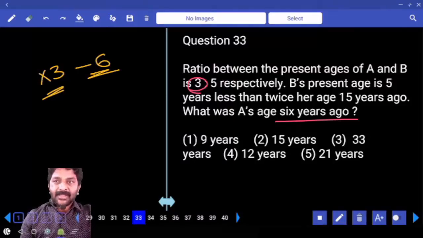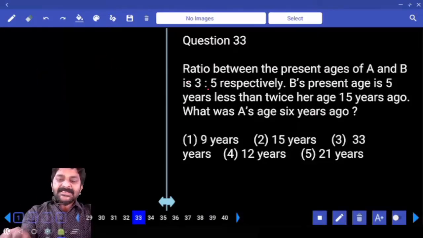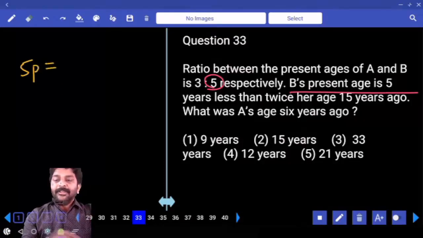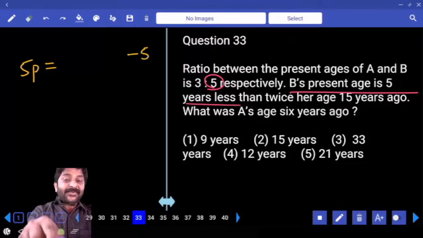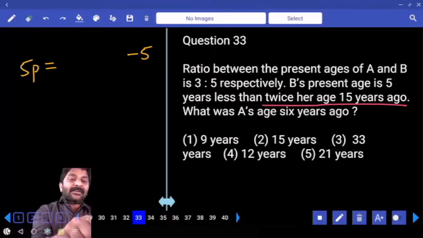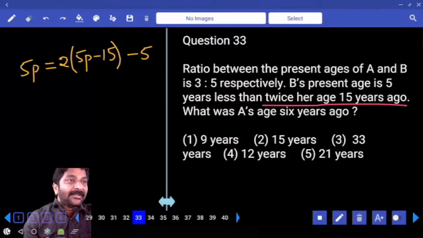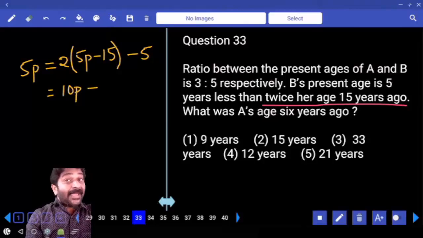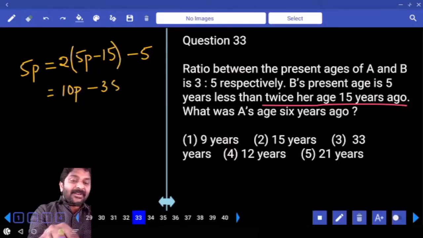So we have to calculate. B's age is how many parts? B's age, 5 parts, is equal to 5 years less, minus 5. 5 years less than what? Twice her age 15 years ago. Twice of her age 15 years back. 5 parts minus 15. Right hand side, 10 parts minus 30 minus 5. That is minus 35 only.